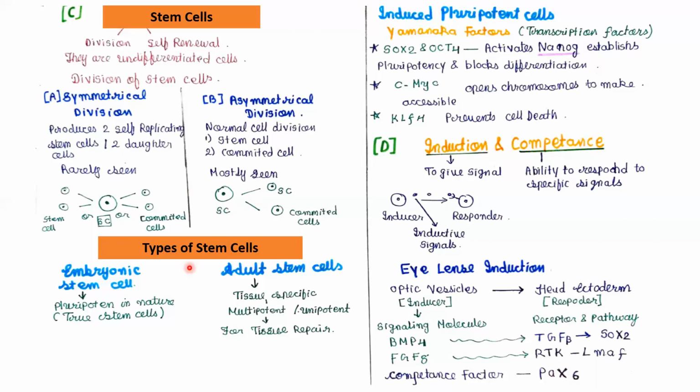Now there are two types of stem cells. The first one is embryonic stem cells, and the second one is adult stem cells. Embryonic stem cells are pluripotent in nature. So they are true stem cells, and adult stem cells are tissue specific. They can be multipotent or unipotent, and they mainly repair the tissues of any organ or any body part.